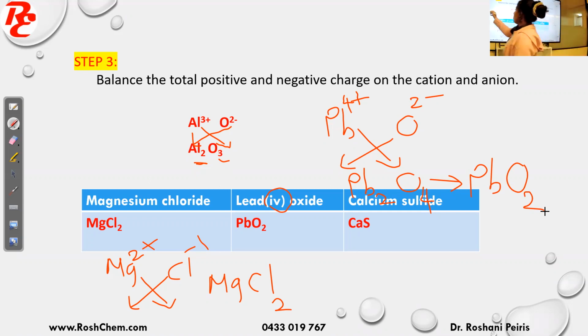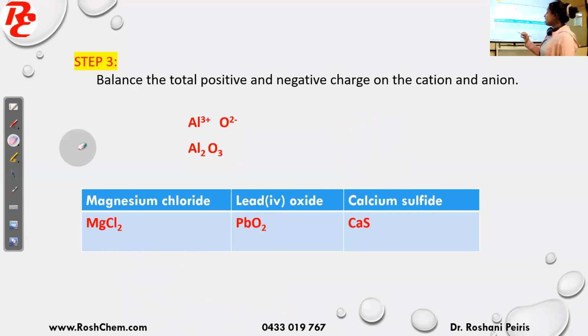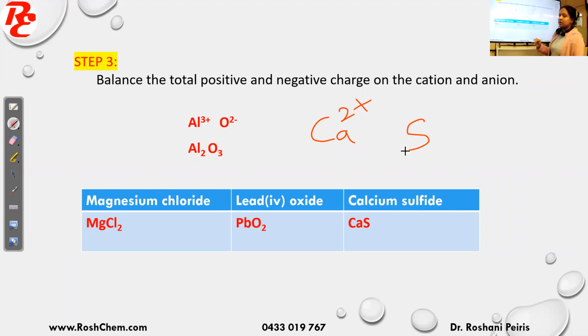Okay, we will do one more example, which is calcium sulfide. So we know that calcium sulfide is made from calcium, which is 2+ because it's in group 2. So 2+, and sulfur is under group 16, so it's 2-, right? Here you can see you have the same charges, 2+ and 2-, which will get cancelled, right? You can cancel them. So CaS is the formula.